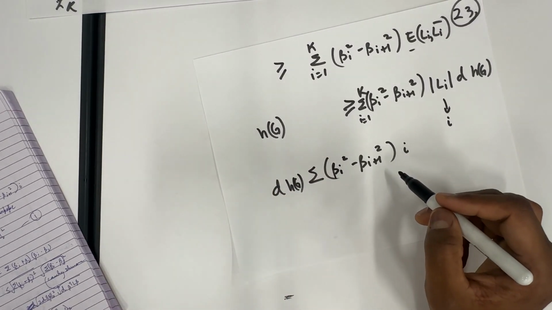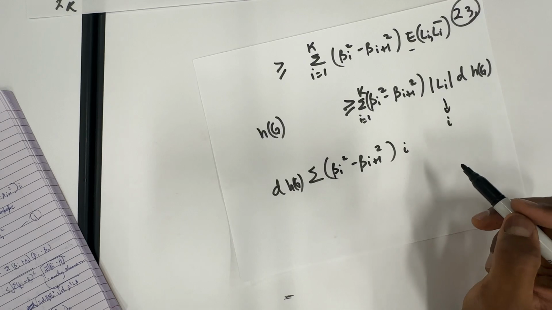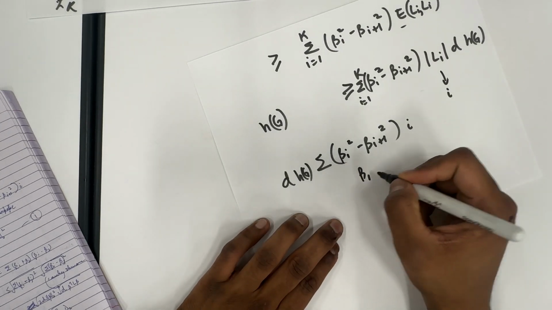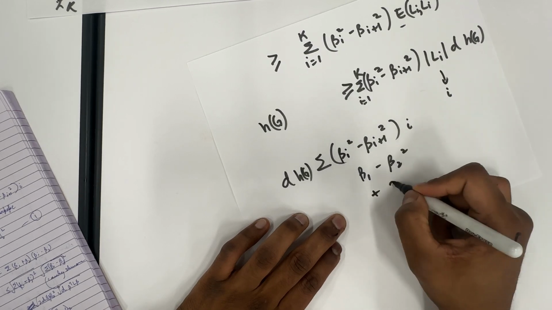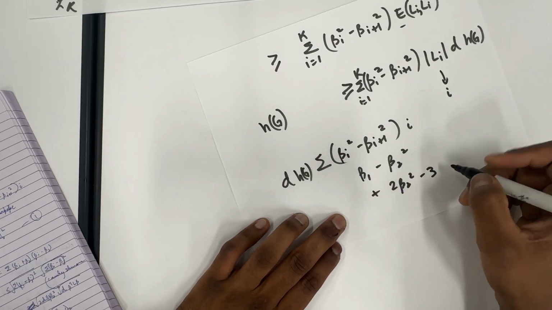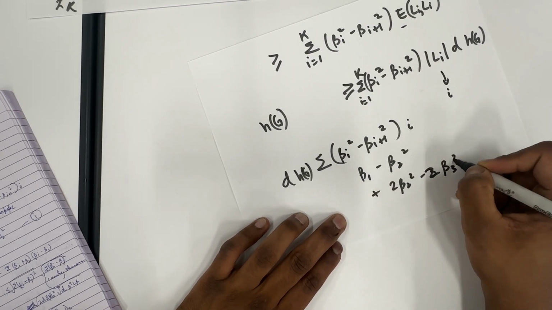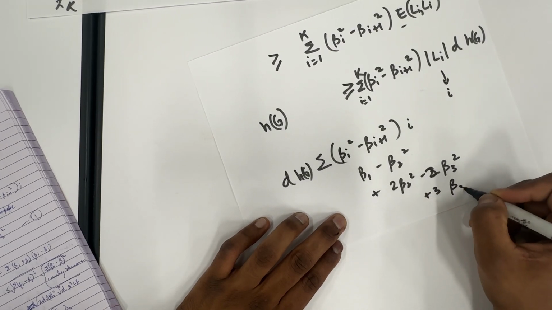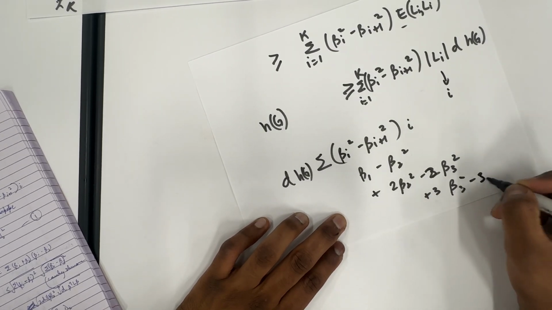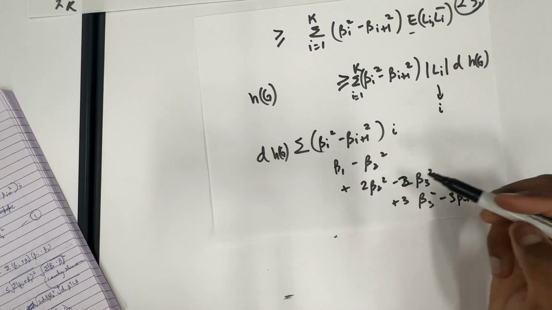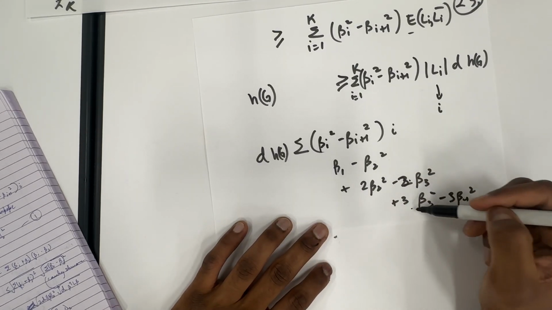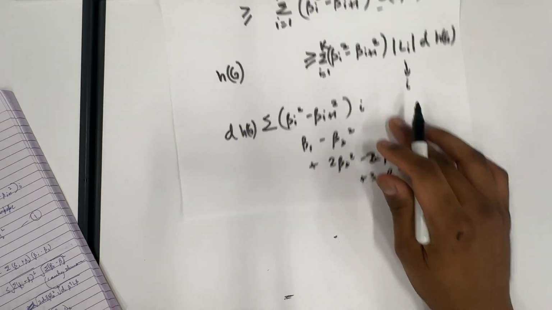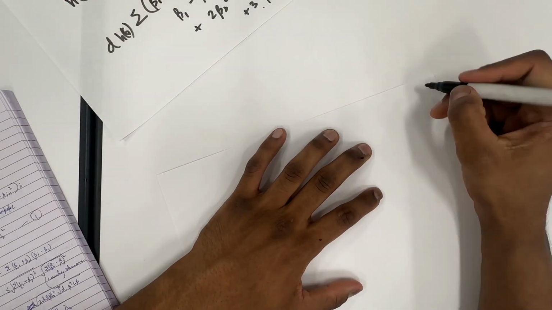Now this telescoping sum is a very cute little thing. If you think about it, this becomes beta 1 minus beta 2 square, plus 2 beta 2 square minus 2 beta 3 square, plus 3 beta 3 square minus 3 beta 4 square. So these terms resolve out in a nice fashion.